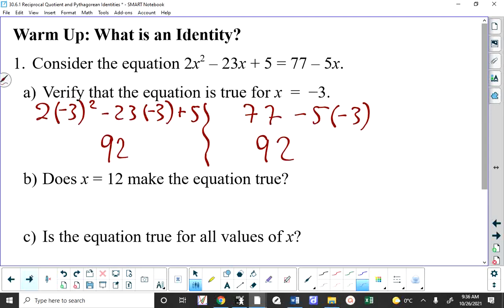Does x equals 12 make it true? I don't care if we show any work here. I would like you to put 12 in for x and figure out what the left side would be equal to and what the right side would be equal to. I think it's 17 for both. So the actual answer to B is yes.